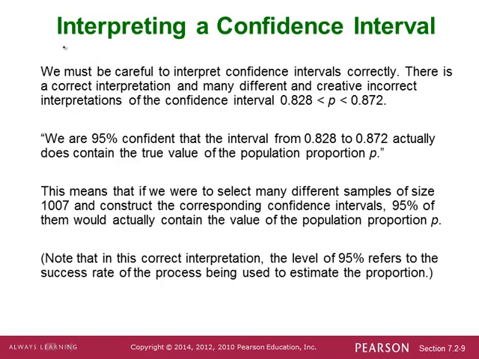Now, let's talk a little bit more about interpreting a confidence interval. I'm just going to read through these. We must be careful to interpret confidence intervals correctly. There is a correct interpretation and many different and creative incorrect interpretations of the confidence interval. So, for example, suppose that our confidence interval is such that p is between 0.828 and 0.872. When we write that, we could say that we are 95% confident that the interval from 0.828 to 0.872 actually contains the true value of the population proportion p.